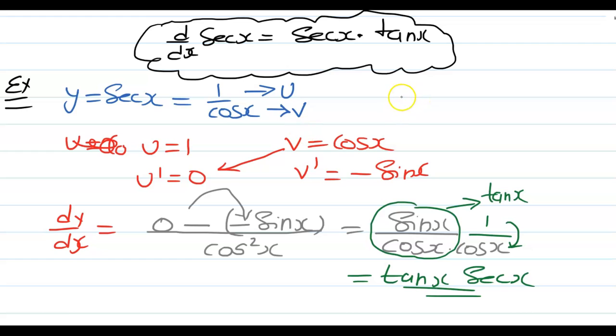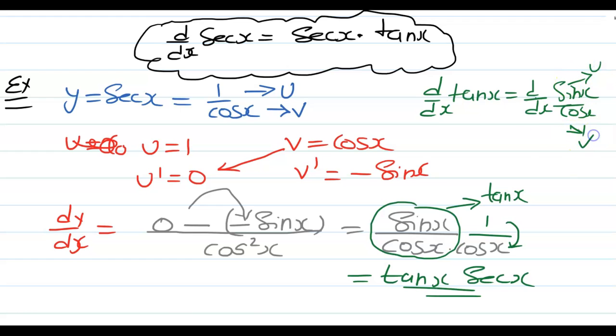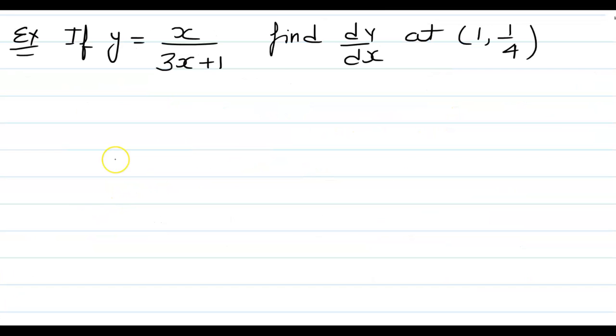Similarly, you can get the formula of d over dx of tan x. You can put sin x over cos x and solve it yourself. So you can write d over dx of sin x over cos x. This will be u and this will be v, and you can solve by applying the quotient rule, isn't it? Let's go for another example. So this is our question.